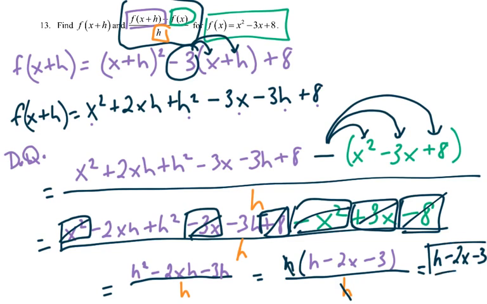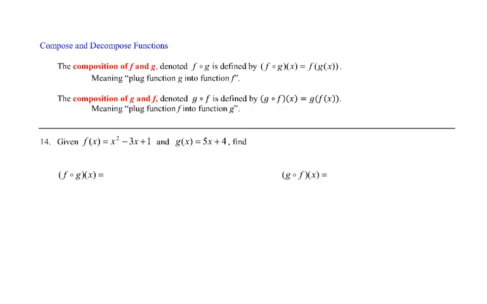So that tells us our difference quotient, which is our average rate of change over the interval h. H could be any number ever. It could be any real number. Okay? So these are two examples of applying the difference quotient. The last part of this section is going to look at composing and decomposing functions.